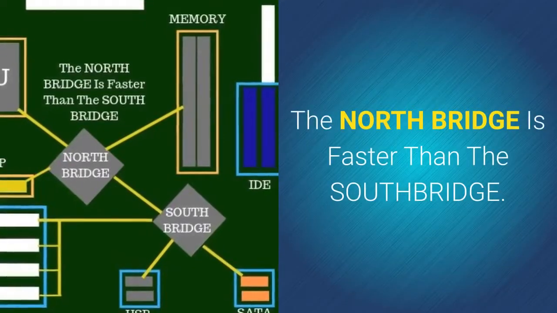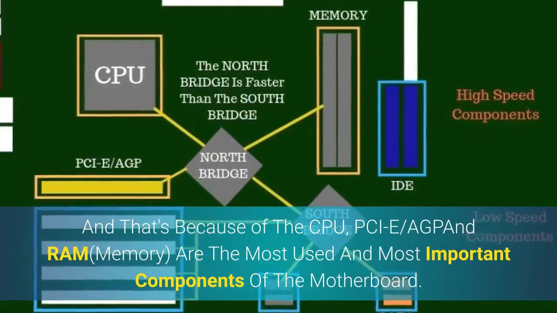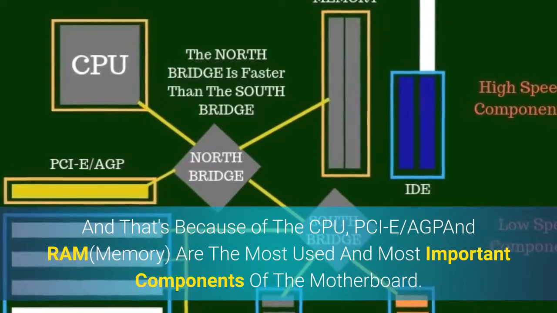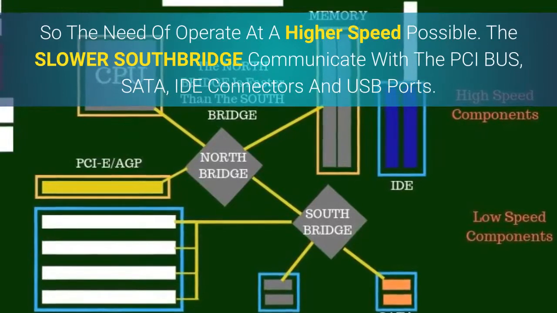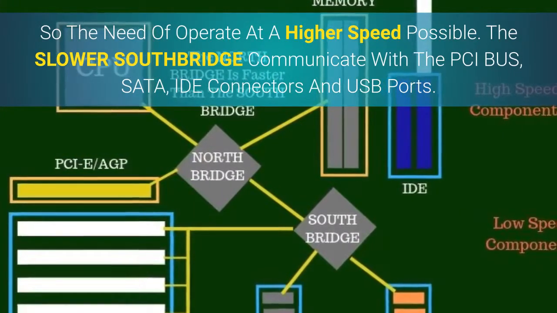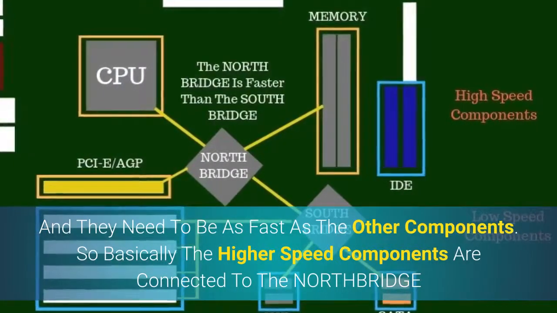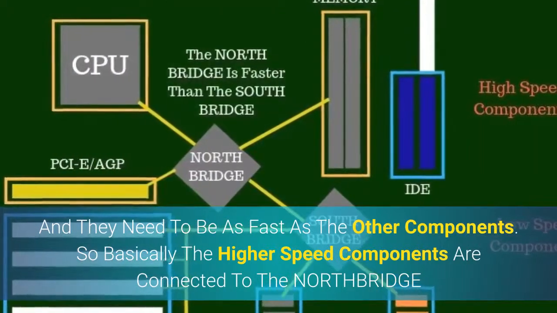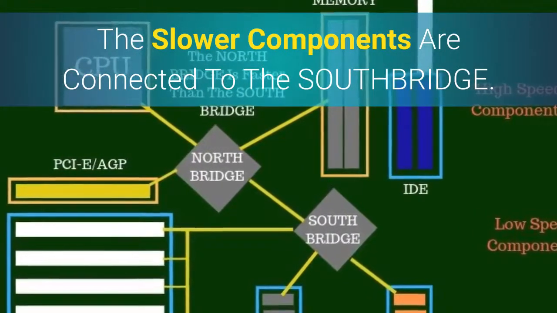The North bridge is faster than the South bridge. That's because the CPU, PCIe, AGP and RAM memory are the most used and most important components of the motherboard, so they need to operate at the highest speed possible. The slower South bridge communicates with the PCI bus, SATA, IDE connectors and USB ports, and they don't need to be as fast as the other components. So basically the higher speed components are connected to the North bridge, and the slower components are connected to the South bridge.